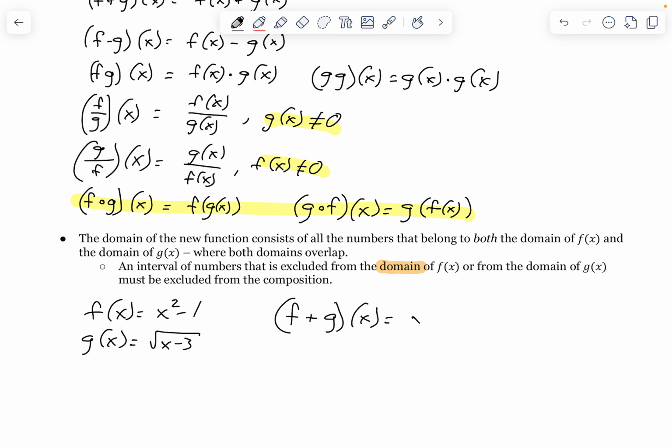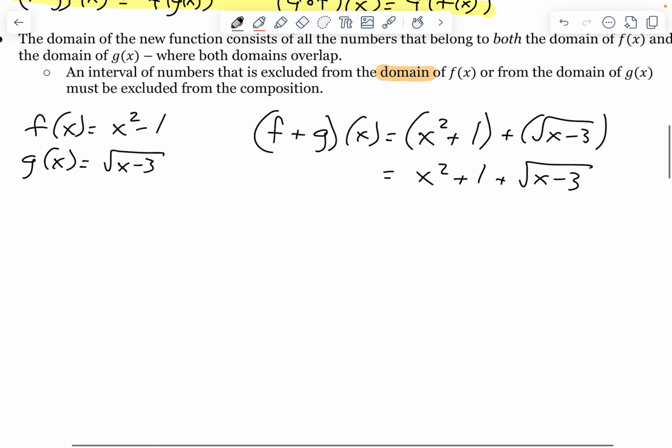Well, that would be taking the functions I have. There's f. Here's g. And writing them as a sum. X squared minus 1 plus this entire radical. I can't do any combining into the radical, so I would just leave that. Okay, sometimes they combine really nicely, sometimes they don't.